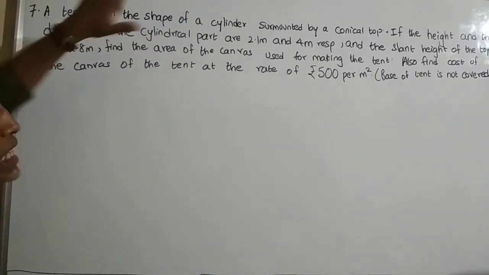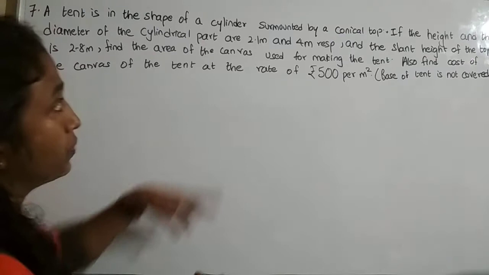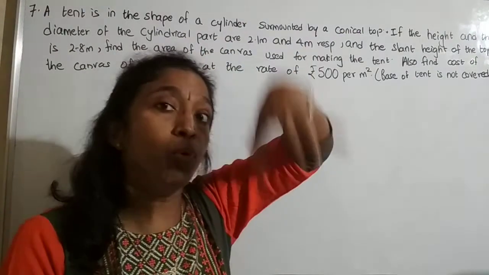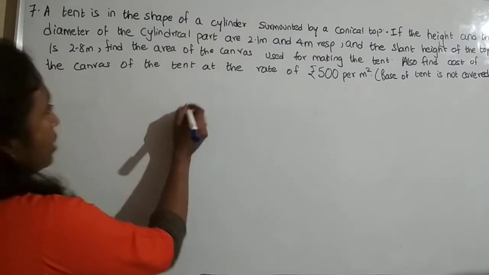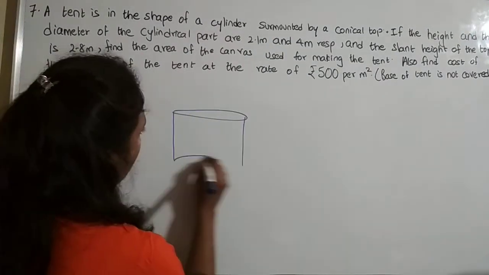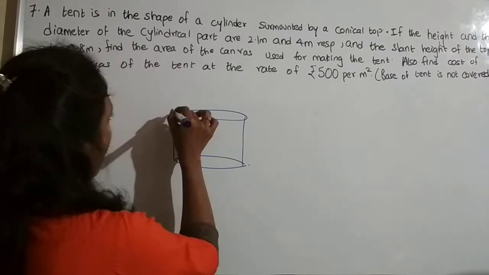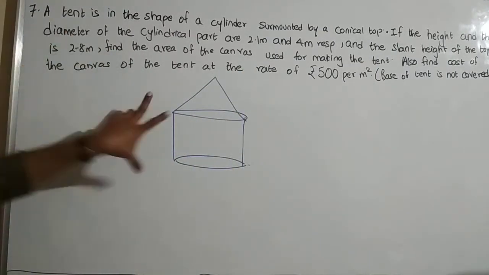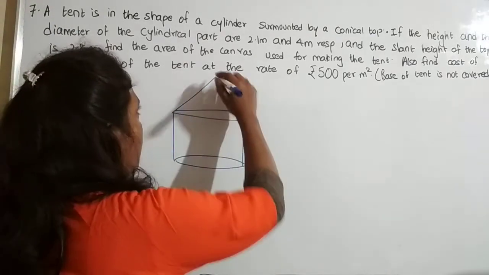A tent is in the shape of a cylinder which is surmounted. So cylinder surmounted, so it is mounted by a conical top. So let's try to draw the diagram. As I said, you can draw it rough. So there is a cylinder and there is a cone. Okay. So there is a cylinder. Okay. So this is the diagram here.